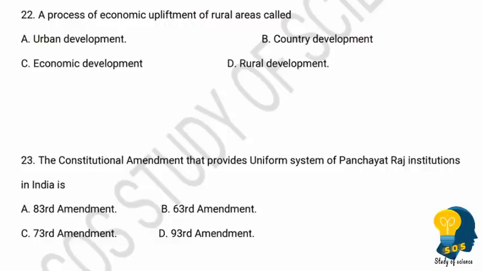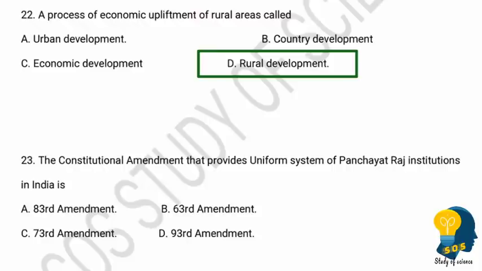A process of economic upliftment of rural areas called, and the options are A. Urban development, B. Country development, C. Economic development, D. Rural development. And the right answer is D. Rural development.